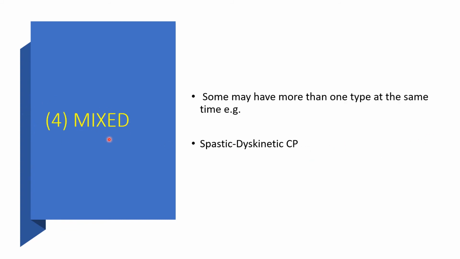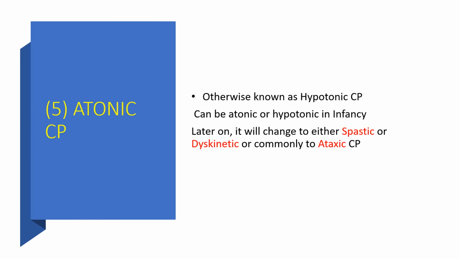They will be mixed. In this case, some may have more than one type of cerebral palsy subtype at the same time. For example, they could have spastic with dyskinetic. Then they have spastic dyskinetic cerebral palsy. Most pediatric textbooks, neuro textbooks and literature reviews will tell us about 4 types of cerebral palsy.